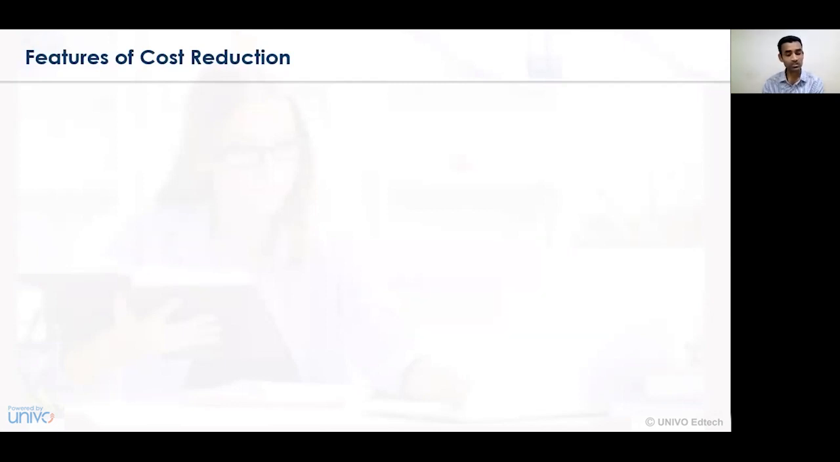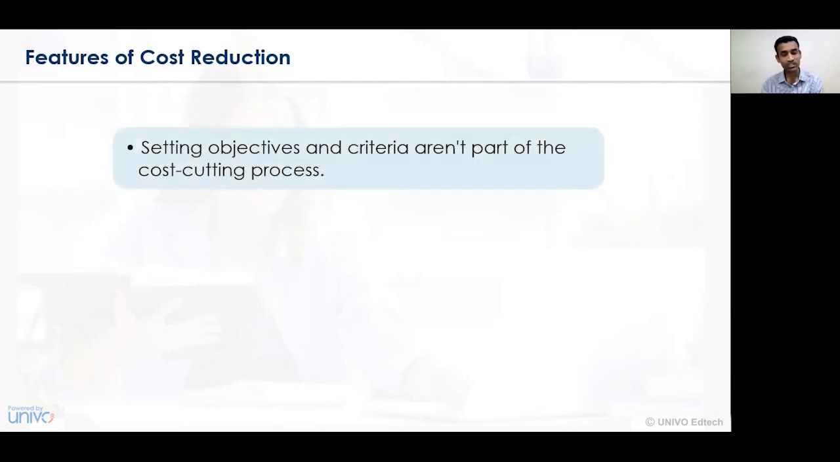Now let us understand the various features of cost reduction. The various features of cost reduction that have been observed are: setting the objectives and criteria are part of the cost cutting processes.